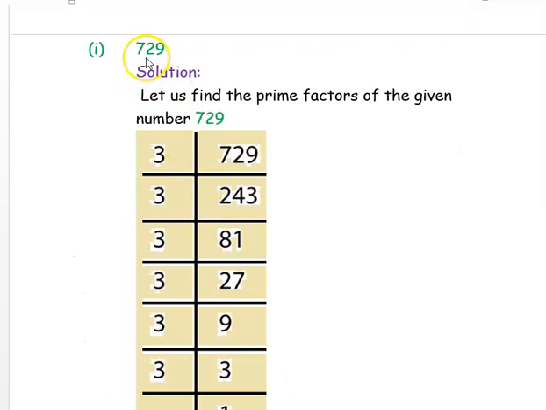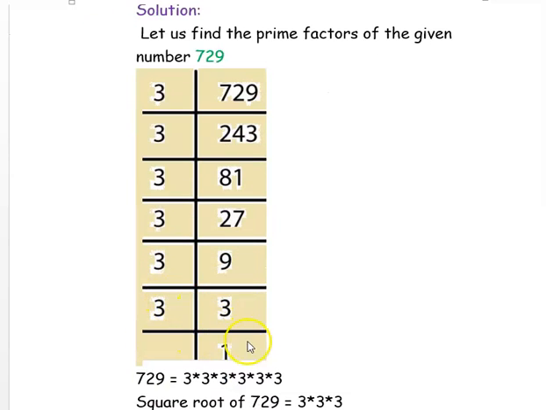The given number is 729. Now let's find the prime factors of 729. Since it's an odd number, we are not able to divide it by 2. So we divide it by 3. 729 divided by 3 gives 243. Further dividing by 3, you will get 81. Further by 3, you will get 27. Then 9, then 3, then 1. So this is the prime factorization of 729.